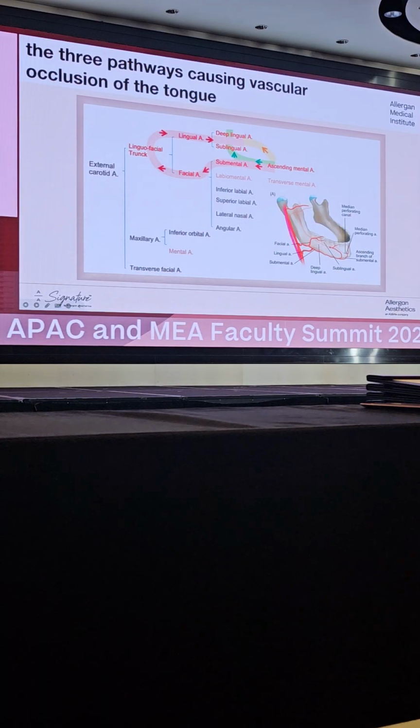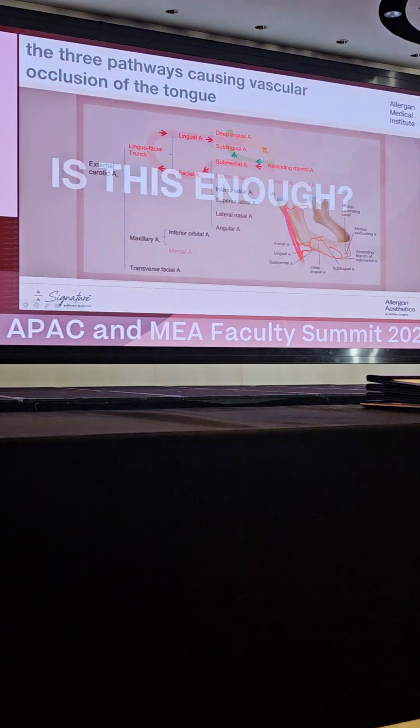So there could be three different ways if we accidentally injected into the artery and caused necrosis of the chin skin or the tongue. But the question is, is it enough for today's injection if we want to achieve excellence or safety?